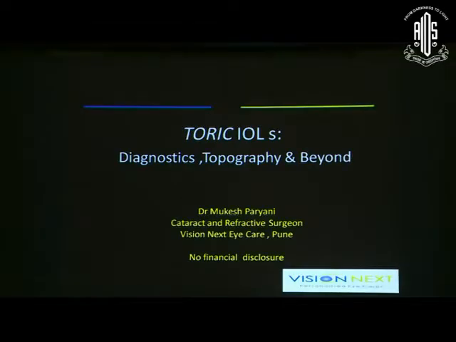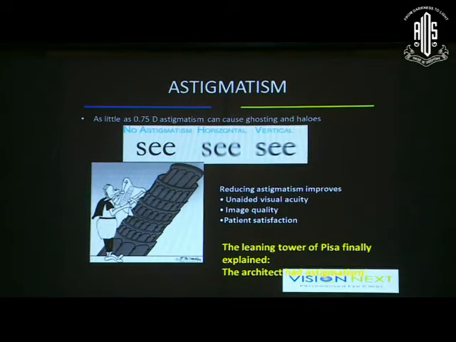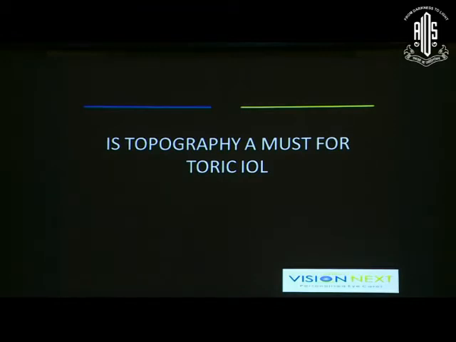Dr. Varun has already created a base for us to move on to a little higher in diagnostics. As he has already explained, as little as 0.75 diopters of astigmatism can cause glare and halos and can reduce your quality of vision. The first question I'm going to ask straightforwardly is: for any toric IOL, is topography a must?